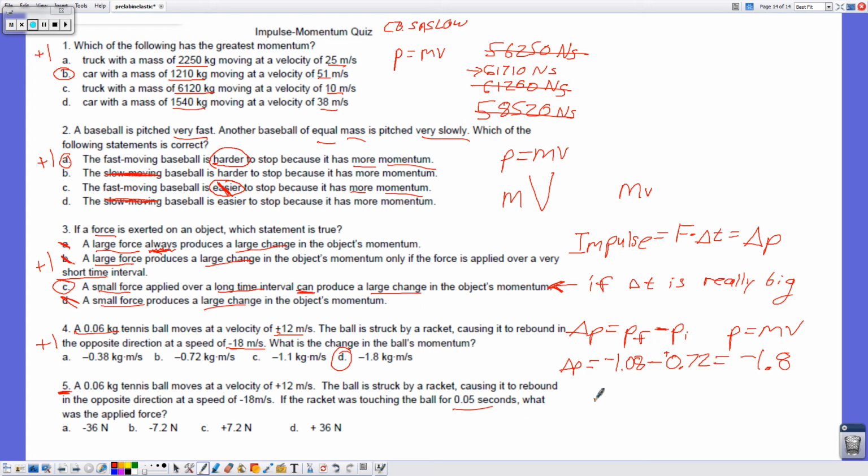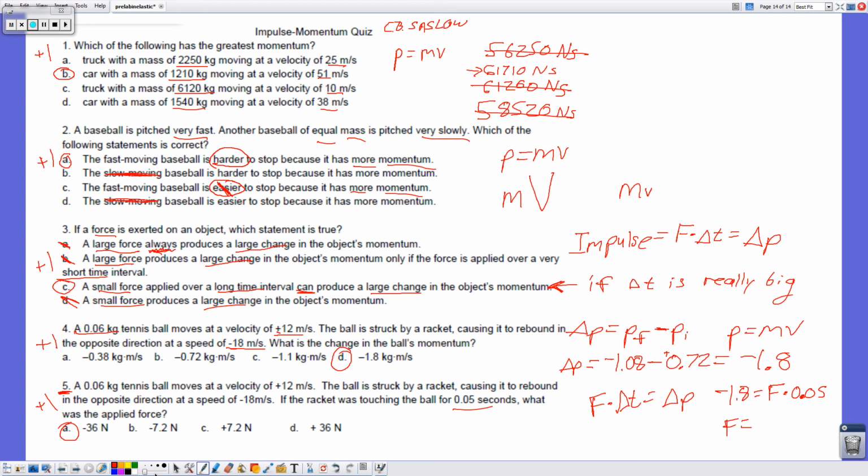Here's how we're going to do it. Force times delta t equals change in momentum. Well, I know my change in momentum, I just found it: negative 1.8. I know my delta t, it gives it to me right here, 0.05. All I got to do is solve for f. So negative 1.8 equals f times 0.05. Solve for f by dividing: negative 1.8 divided by 0.05 equals a force of negative 36 newtons. Plus 1.